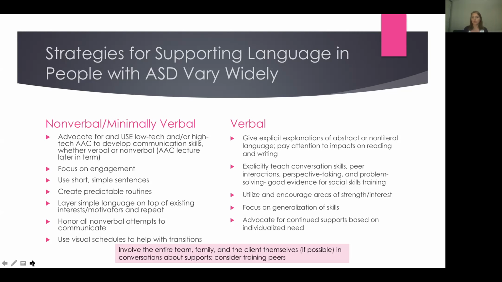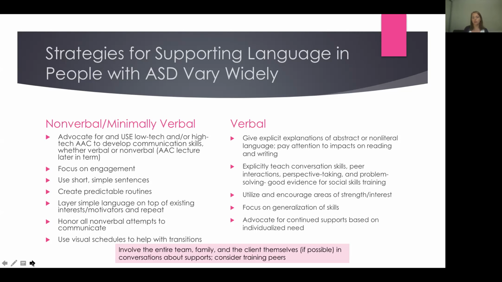If the child is verbal, you want to pay attention to explaining how abstract or non-literal language impacts reading and writing. They really need explicit teaching of conversation and social skills. They need to learn more about how to actually have a conversation. How do I ask a question in conversation? How do I make a comment in conversation? How do I turn the conversation back to my partner? Supporting peer interactions, whether that's play or social conversation.